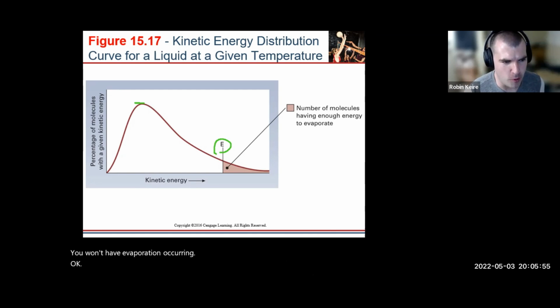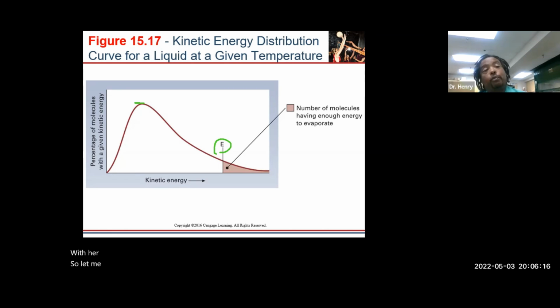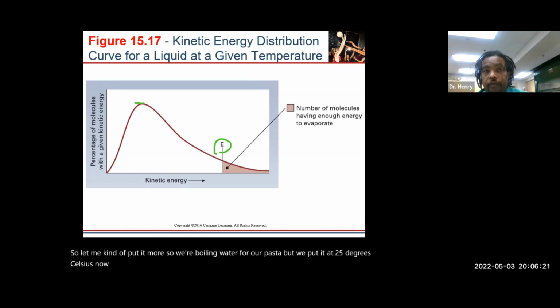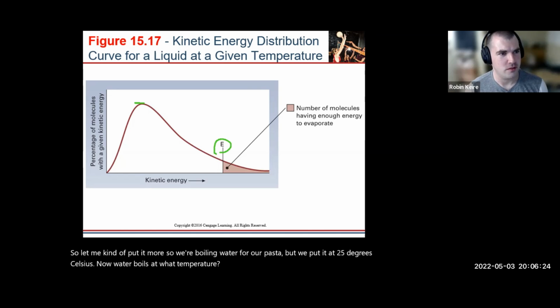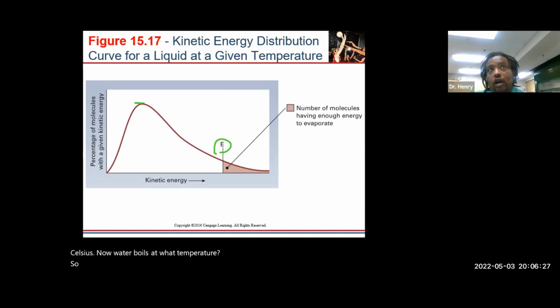So if I'm boiling water for my pasta, there's only so much water that's going to be vapor, and the majority of it still has energy, but it's still in liquid form. Right, so let me put it more simply. We're boiling water for our pasta, but we put it at 25 degrees Celsius. Now, water boils at what temperature? 100. Okay, so we have our water at, we'll say, 30 degrees Celsius, right? So that's never going to get hot enough to boil our pasta, right?